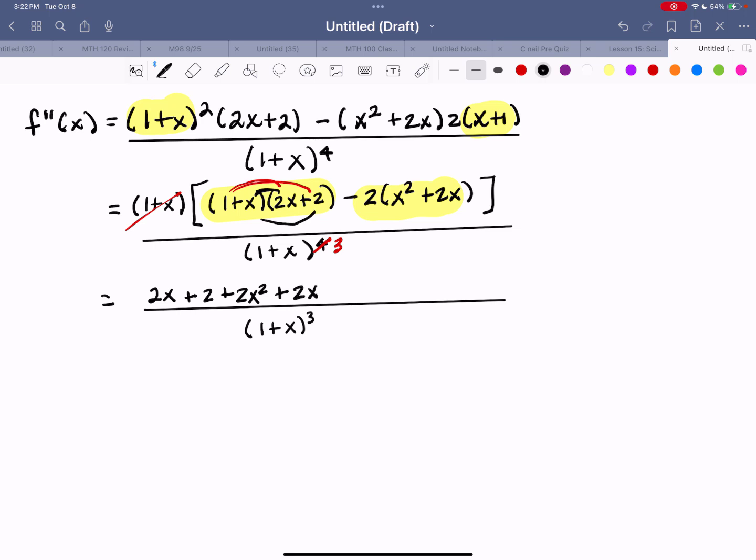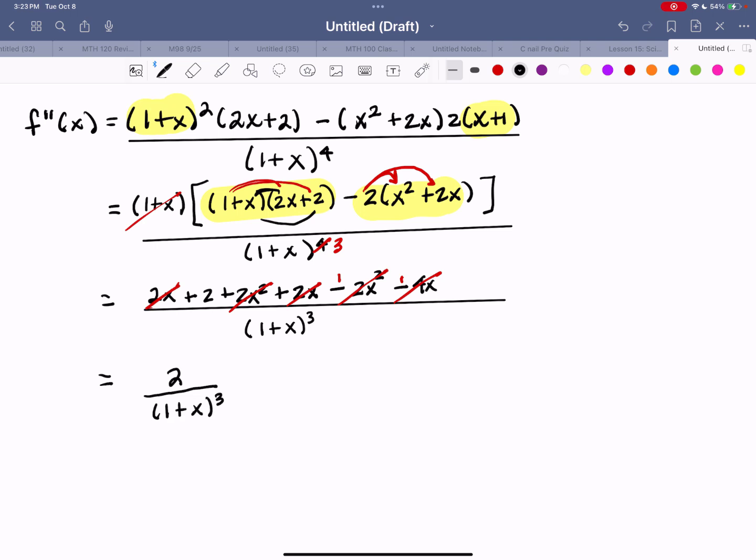Now here I have to be careful, minus 2x squared minus 4x. So I distribute the minus 2 times a positive makes this minus, and a minus 2 times that positive makes that minus. Now let's see if we can make this even simpler. I see a 2x squared and a minus 2x squared, all right? I see a 2x and a 2x, which is a 4x, and a minus 4x. So all of that leaves me with just 2 over 1 plus x cubed.